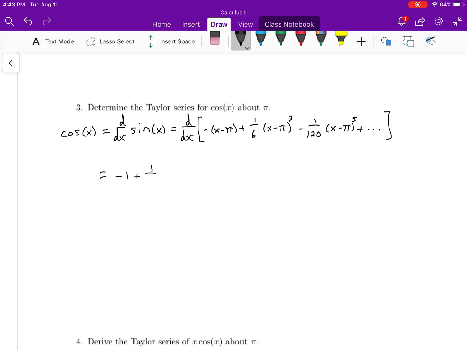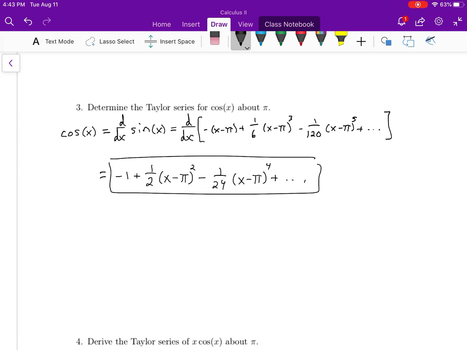And when we take the derivative of this, we have -1 plus 1/2 (x minus pi) squared minus, that is going to be, let's see, 6 times 4, 1/24 (x minus pi) to the 4th. And that would be our Taylor series expansion. You could have viewed it a little differently and done the integral of negative sine, and that would have given you something similar. You would have lost the constant term, but you would have gotten the 1/2 (x minus pi) squared and the 1/24. And so you would get most of the other terms remaining. Derivatives are usually easier to get.